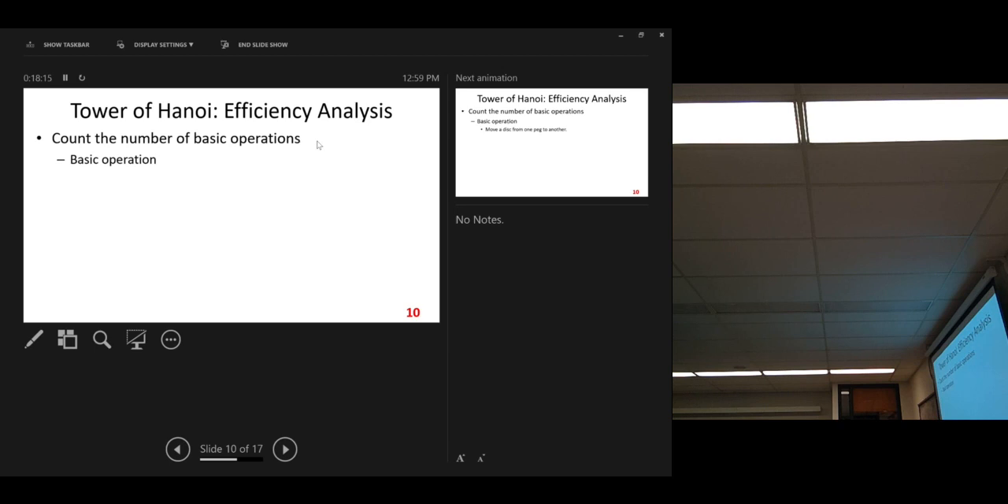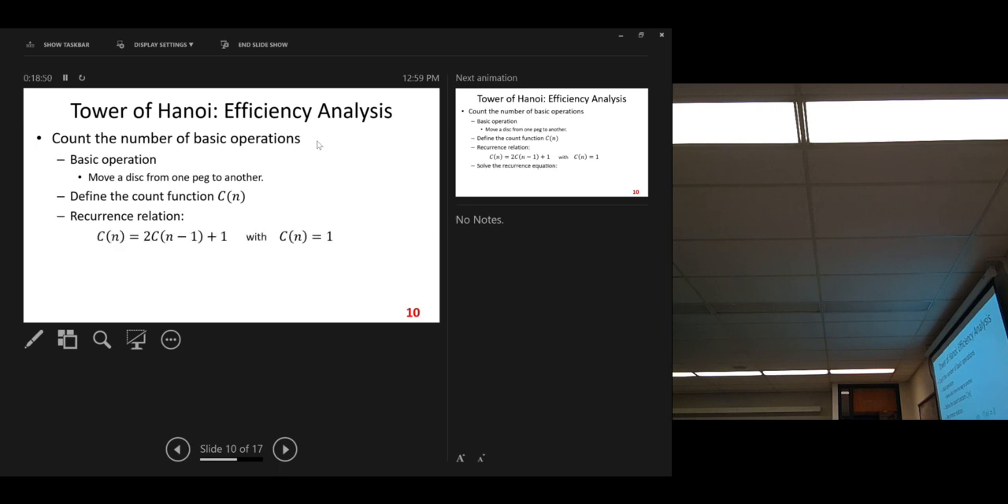Let's still use recursion. The basic operation is to move a disk from one peg to another. Very simple. Let's define the count function C of n. We don't know how large this function is, but we can do recursion. Based on the recursion, we can get a recursive formula, a recurrence relation about the C function.